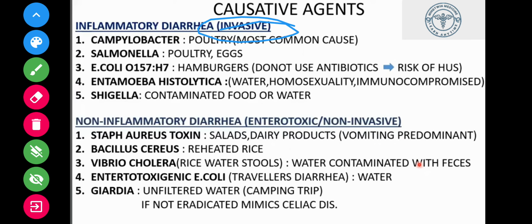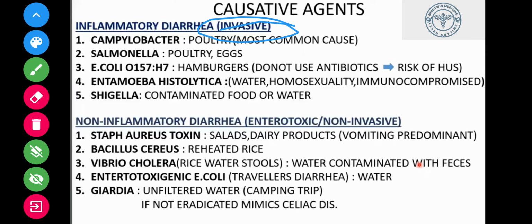And if there is no inflammation, that is non-inflammatory diarrhea, and presence of enterotoxin or non-invasive, that could be from Staphylococcus aureus toxin, that would be from salads, dairy products. Here vomiting will be predominant. You can see the patients are vomiting frequently. And Bacillus cereus can be from reheated rice. Vibrio cholerae will produce this rice water stool. The cause of rice water stool is Vibrio cholerae.